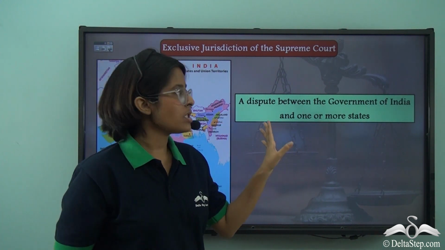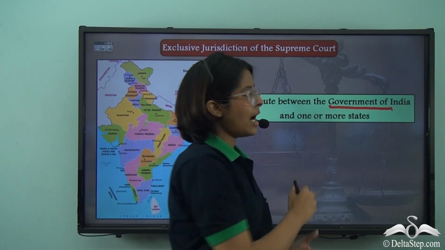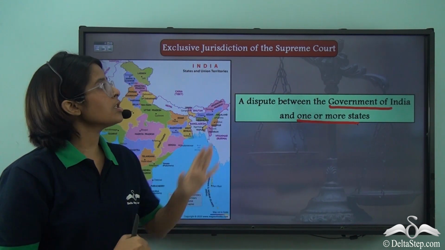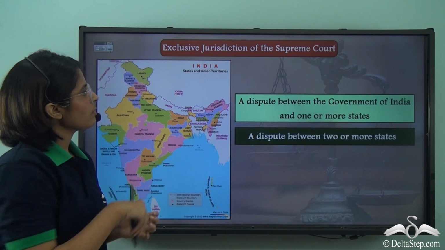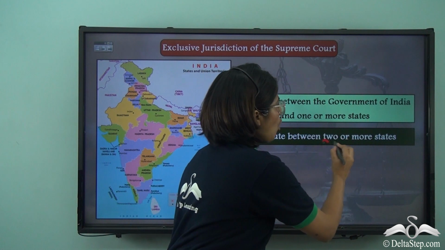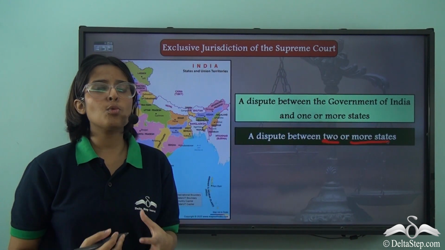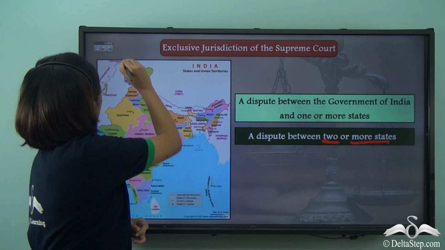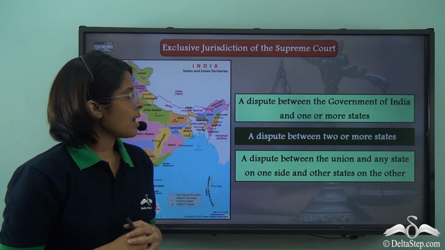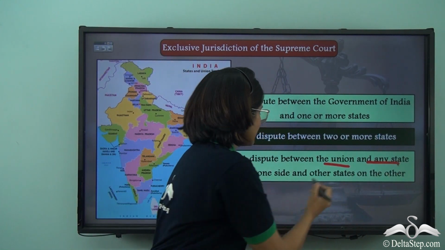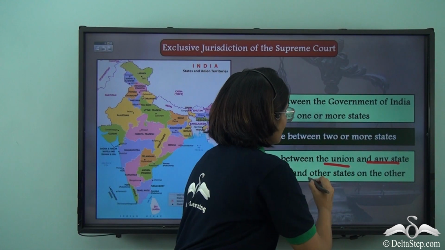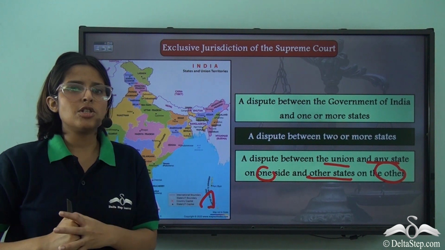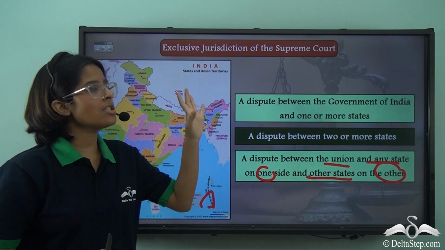So a dispute between the government of India and one or more states, such a case can only go to the Supreme Court. A dispute between two or more states, that is between two or more state governments, such a case will also go to the Supreme Court only. And a dispute between the union and any state on one side and the other states on the other side, then such a case will also be initiated and decided on only in the Supreme Court.